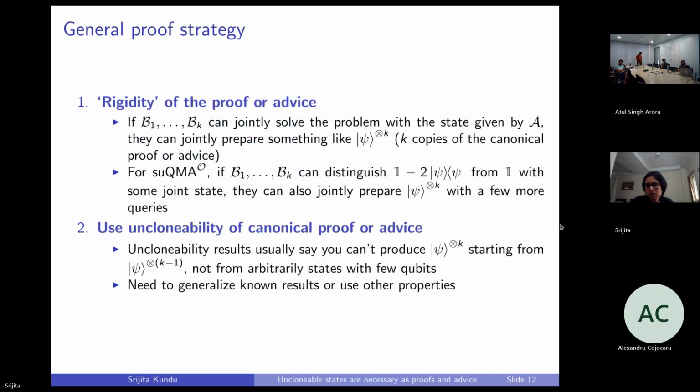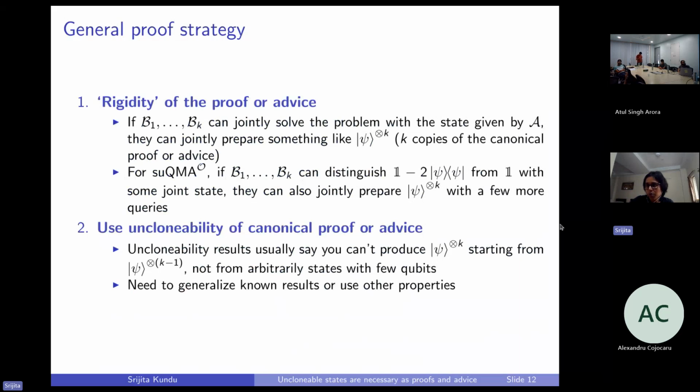Now, first of all, you can say that if you started with k minus 1 copies of psi and you have access to the reflection oracle identity minus 2 psi psi, then with polynomially many queries, you cannot prepare the state psi to the k. This is due to Aaronson and Kretschmer. This is known. But the problem for us is we need to show that starting from an arbitrary state which has too few qubits, you cannot produce k copies of psi.